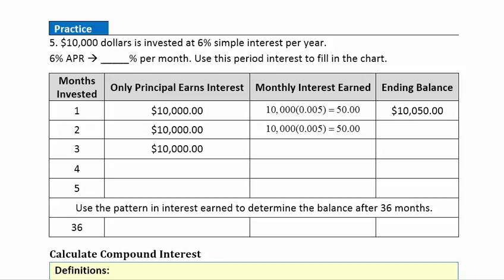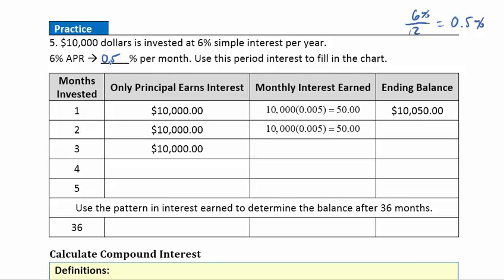So $10,000 is invested at 6% simple interest per year. 6% annual percentage rate is how much per month? Well, we're just going to take 6 and divide it by 12. 6% divided by 12. That looks like half a percent, so 0.5% each month. Use this period interest rate to fill in the chart.